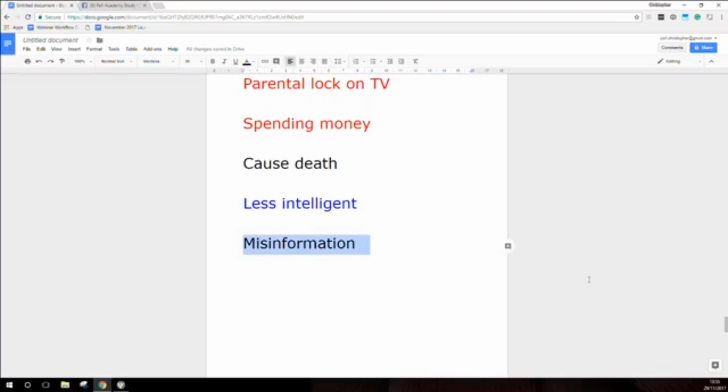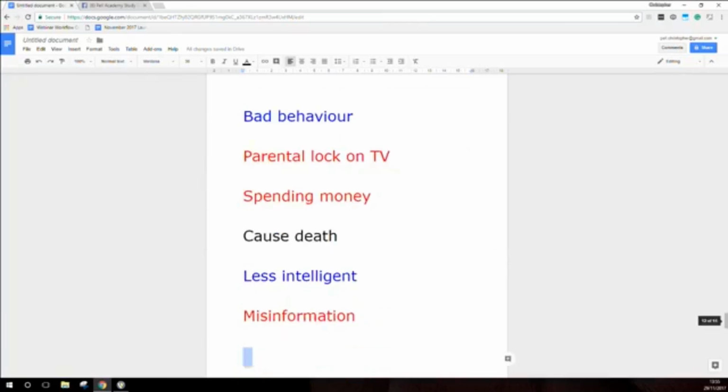Misinformation. So this is related to this. This one is the cause, but the question is asking you about the effect. So the cause is misinformation, but what is the effect? The effect would be that people become less intelligent, that people become less informed. So be careful with, again, cause and effect. And that's something that has been coming up a lot.